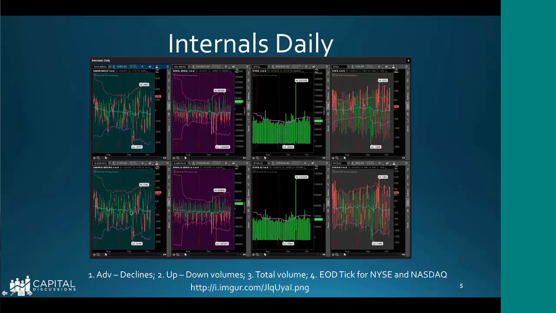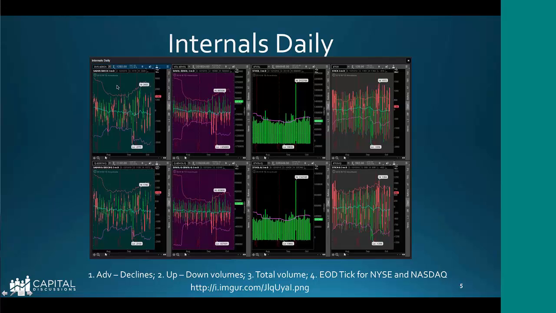Don't worry about these charts too much, because what I'm going to show you at the end is how I do this. All of the Capital Discussion Group members are going to be able to download the charts. You can get my exact grids that I use, and then you can move them around the way you want. But you'll get everything that I show you.